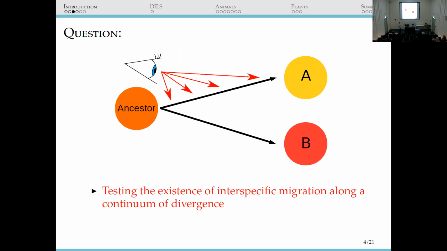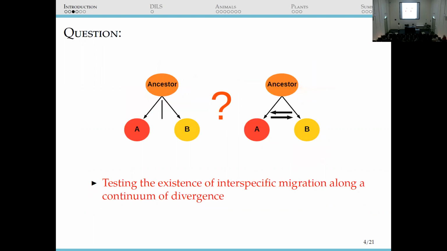So speciation is a quite complex process. There is no integrative theory, no integrative model in order to predict the variability of the hybrids. What we can simply do is an empirical exploration of a continuum of divergence. So what we do is simply exploring a continuum of divergence made by multiple independent pairs of A and B, and trying to see if we have migration here, migration here, migration here, migration here. So it's a very simple project.